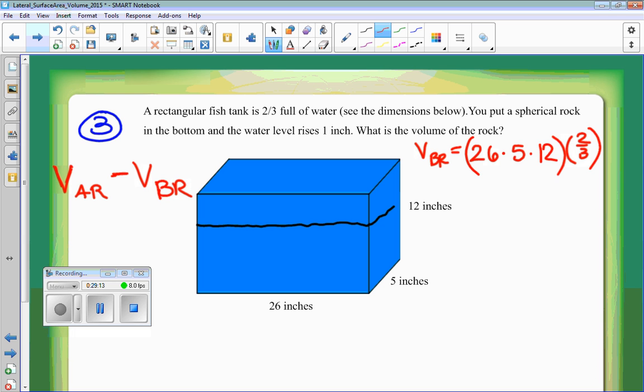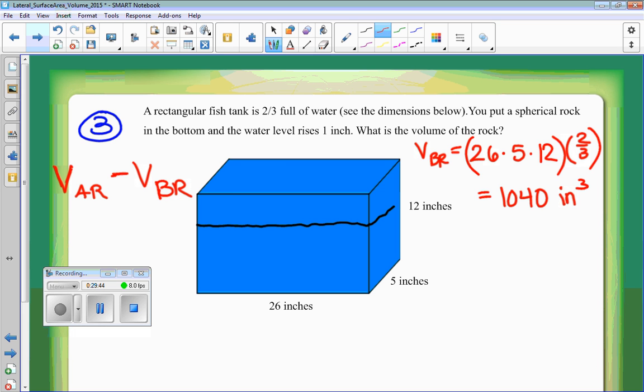$1,040. Okay? And that's feet or inches cubed. That's fine. How do I find the volume after the rock? Well, I need to figure out how high it is first. It's not 12 inches high.